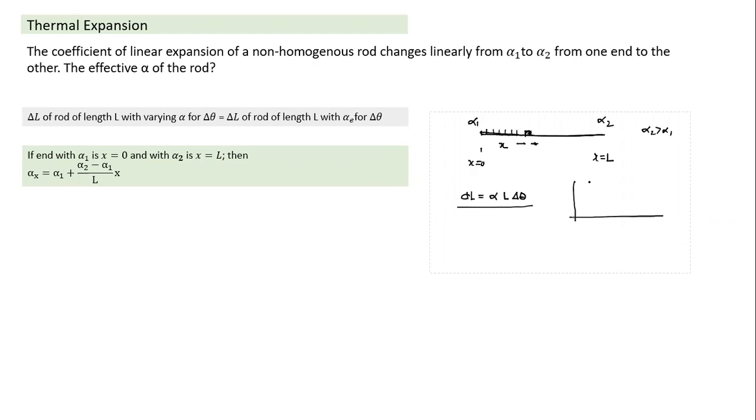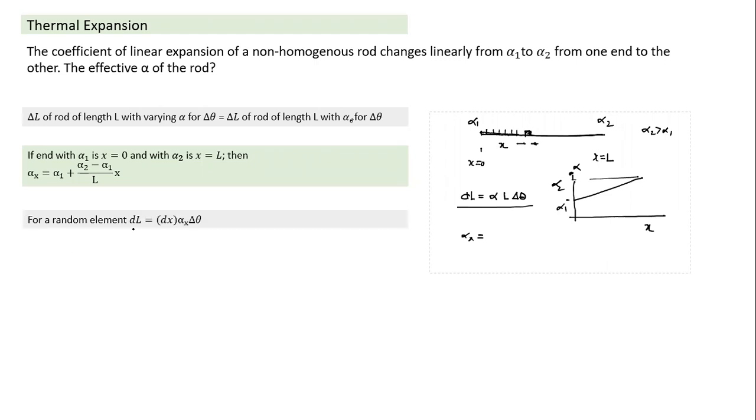If this is x and this is alpha, it is varying from alpha 1 to alpha 2. Can we find alpha as a function of x? Yes, y is equal to mx equation. Alpha of x is equal to, it comes very simply, slope, which is alpha 2 minus alpha 1 by L, into x. So I get alpha x here.